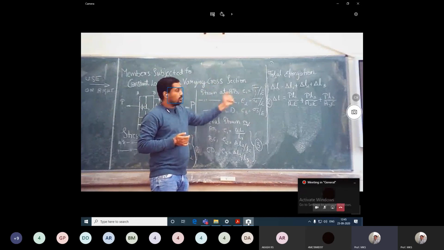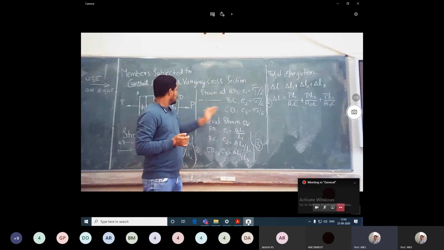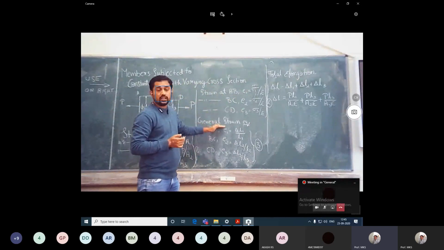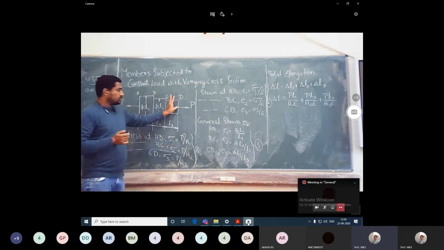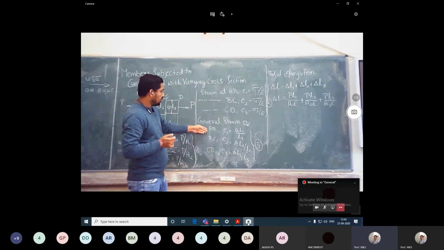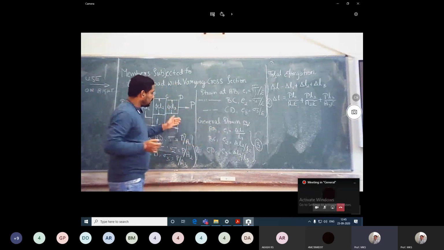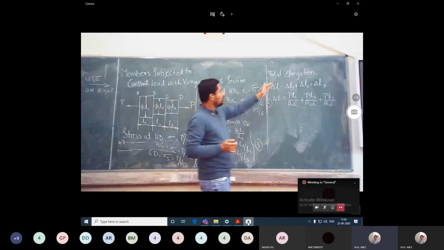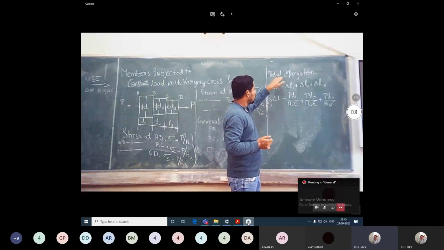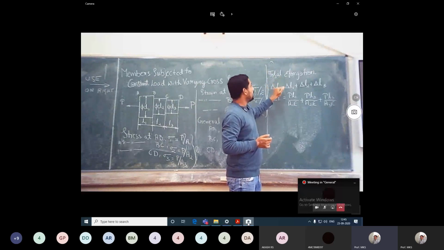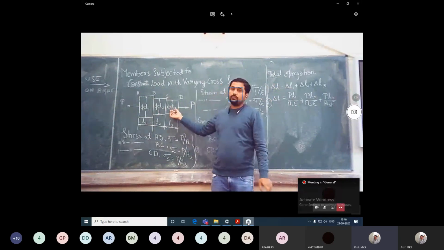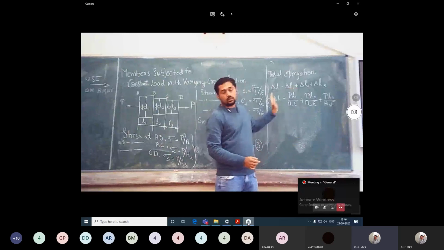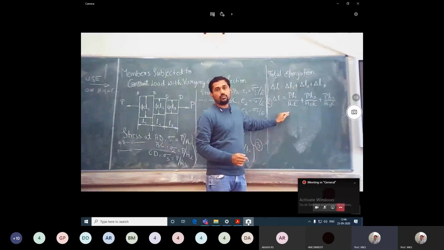That is sigma by E, with E1, E2, and E3 for all the three bars. Then we have considered the general strain equation for all the different sections of the bar, and we call these equations 1, 2, and 3. Then by the principle of superposition, the total elongation of the bar is equal to the elongation of each cross section. So the total delta L is equal to the elongation at AB plus BC plus CD. Then substituting equations 1, 2, and 3, you will get the final expression for delta L.